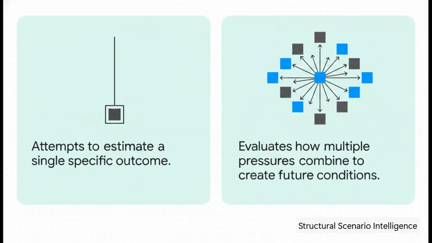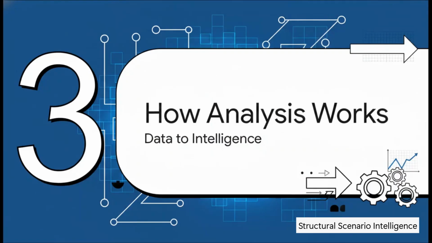The absolutely crucial difference here lies in the approach. Traditional forecasting tries to predict a single, specific outcome. It's literally like trying to hit a bullseye in the pitch dark. SSI, on the other hand, evaluates multiple future scenarios. It looks at how different pressures interact to create entirely different environments, giving you a much more flexible, realistic framework for planning.